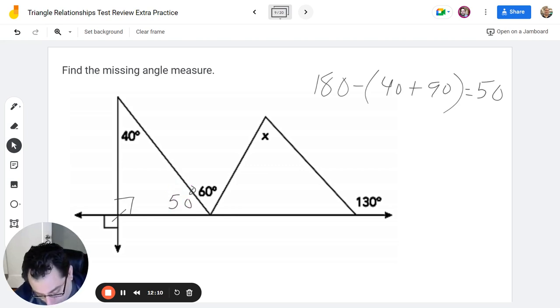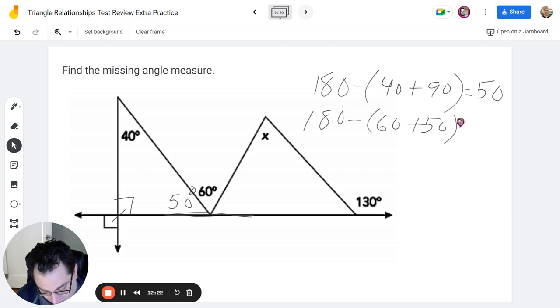These form a line. So again, we have linear angles, so we can take 180 and subtract 60 plus 50. And in this case, we're going to get 70. So this is 70 degrees right here.